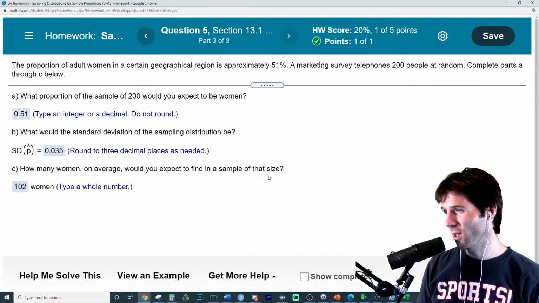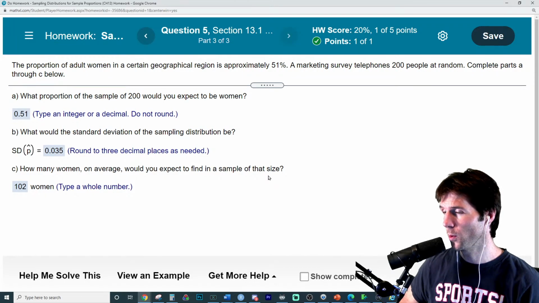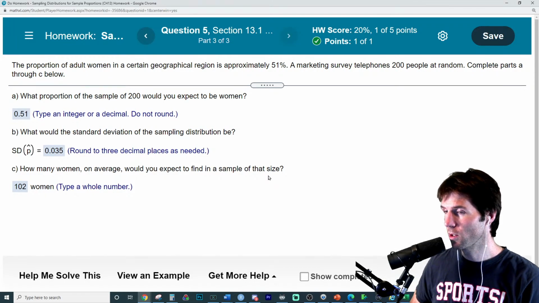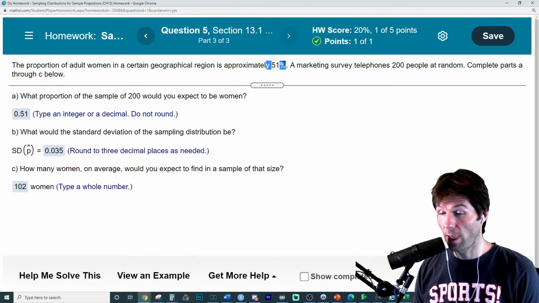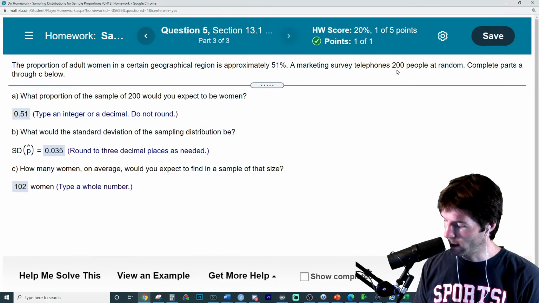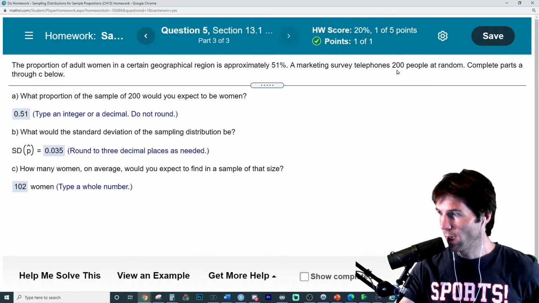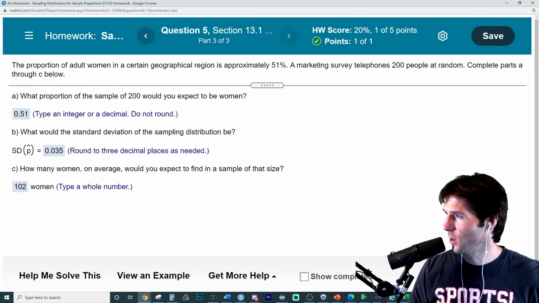Like it, a little bit. I just don't usually ask a question like that. It's just, if we expect 51% women, if we sample 200, I expect 102 women. So just think about it theoretically. I expect 51% women. I'm sampling 200, and thus I would expect 102 women. Awesome stuff. Let me go to the next question. I know we had another one here.